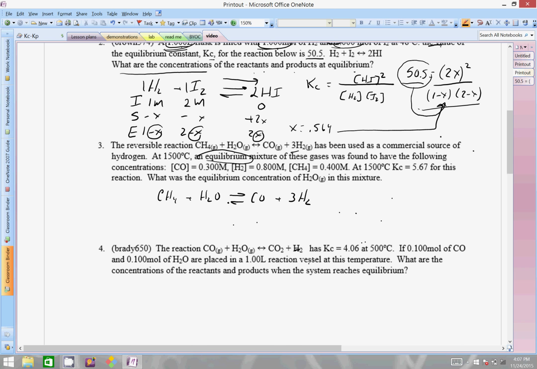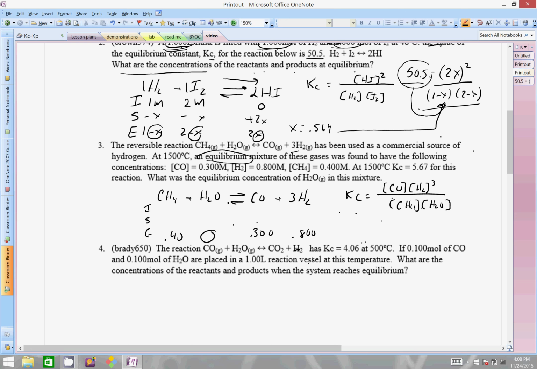I have a coefficient here, so my K, I'm using concentrations, and it is going to be the concentration of CO times the concentration of H2 cubed, over the concentration of CH4 times the concentration of H2O. At that point they're giving me equilibrium concentrations, so CO is 0.30, H2 is 0.800, and the CH4 is 0.40. It's saying if the Kc is 5.67 for this reaction, what's the concentration of this guy?